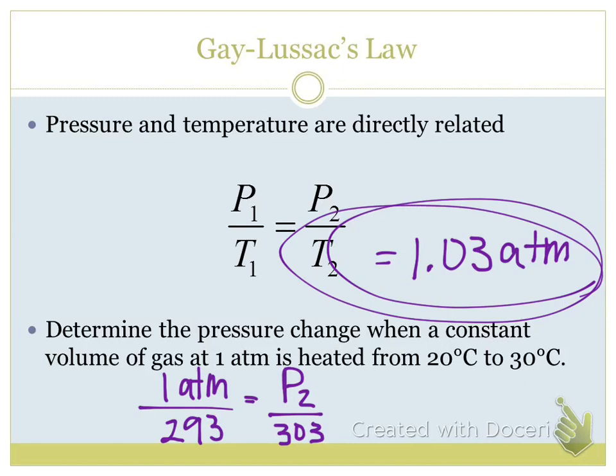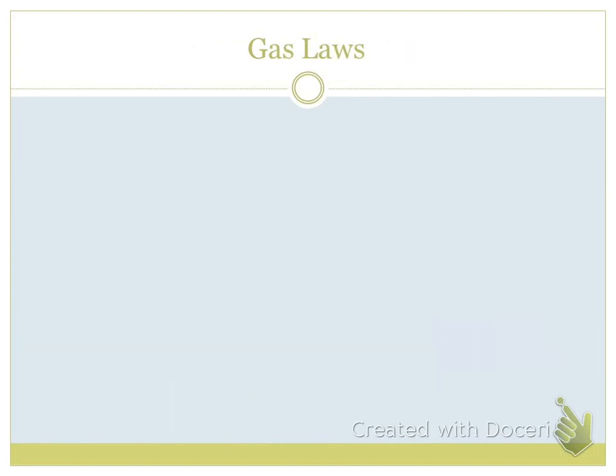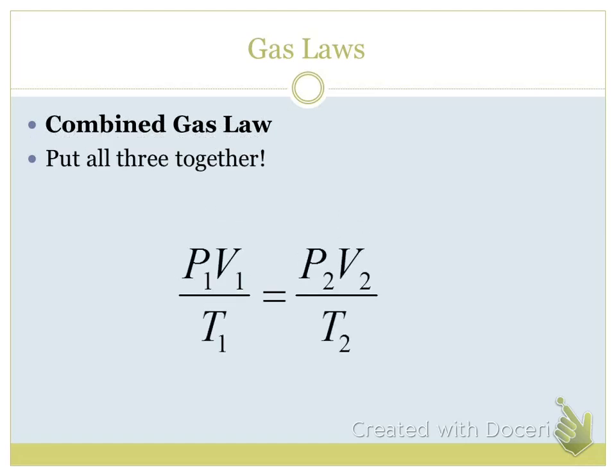Okay. The last thing that we're going to look at today is the combination of those three gas laws into one equation, which is called the combined gas law. So if you had to predict, what would it look like? Can anyone predict what the equation might look like? V1 over T1. Yeah. Okay. P1 V1 over T1 equals P2 V2 over T2.